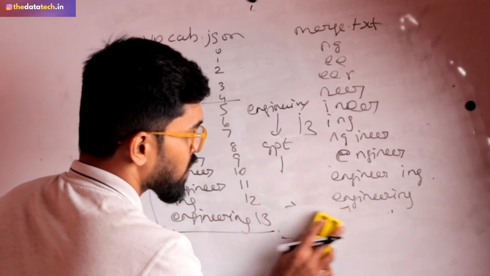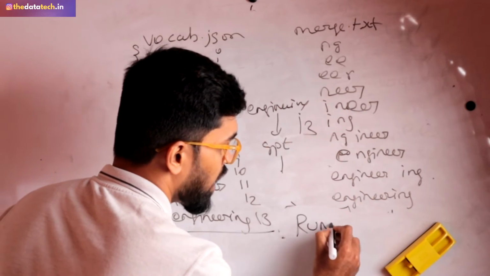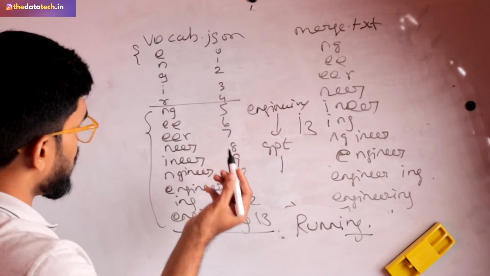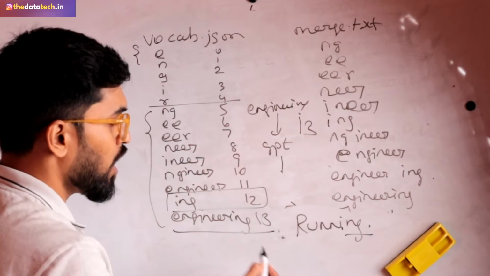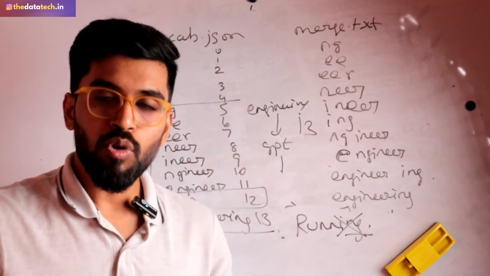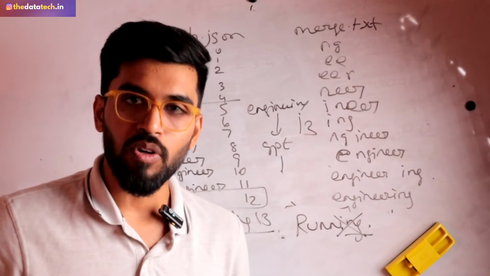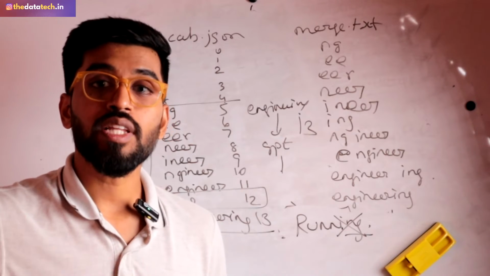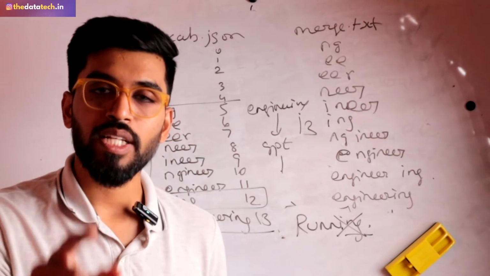Now imagine instead of engineering, I'm sending running. For this ing, we already have it. If you see here, we already have 12. So it will not do any iteration. It will skip. The more files and the more words you give this vocab.json for training, the more the iterations will be reduced, and that is finally efficient.